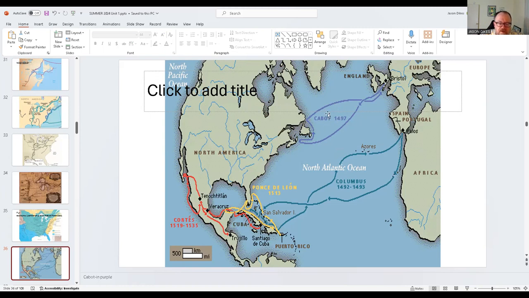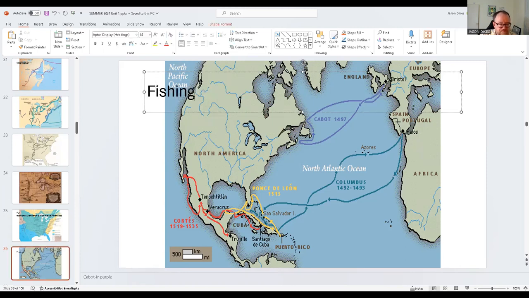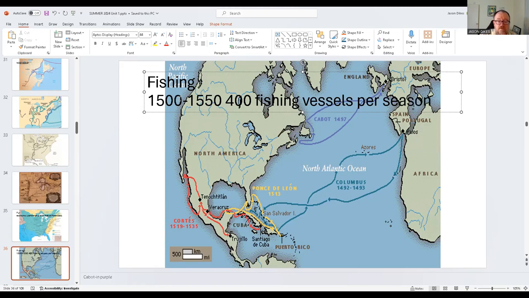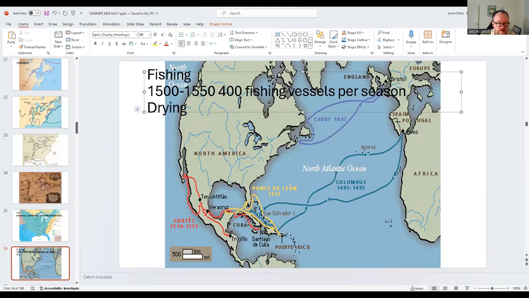Right in this area, there's what's called the Grand Banks. It's kind of a super highway of fish. And so for the English, it will be fishing. From 1500 to 1550, about 400 fishing vessels per season will come out here and fish in the Grand Banks. They will have to set up drying operations on land. So either up here in Greenland or over here.